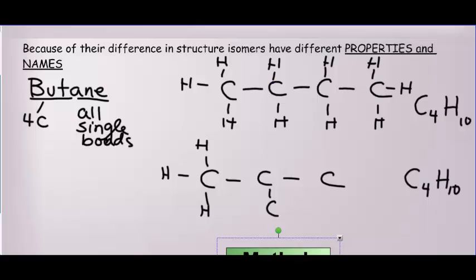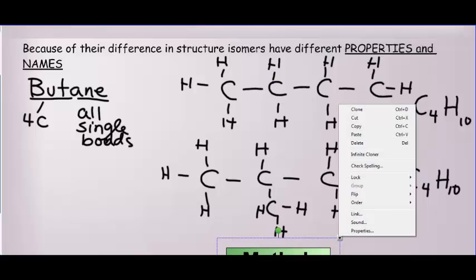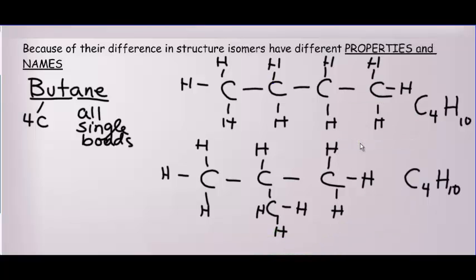This carbon has 3, so it only needs 1. This carbon has 1, so it needs 3. And then your hanger has 1, so it would need 3. Let me just get rid of this here. Okay? So here, if you count them up, 1, 2, 3, 4, we have 4 carbons. We count the hydrogens, 1, 2, 3, 4, 5, 6, 7, 8, 9, 10. We have 10 hydrogens, but this would not be called butane anymore.